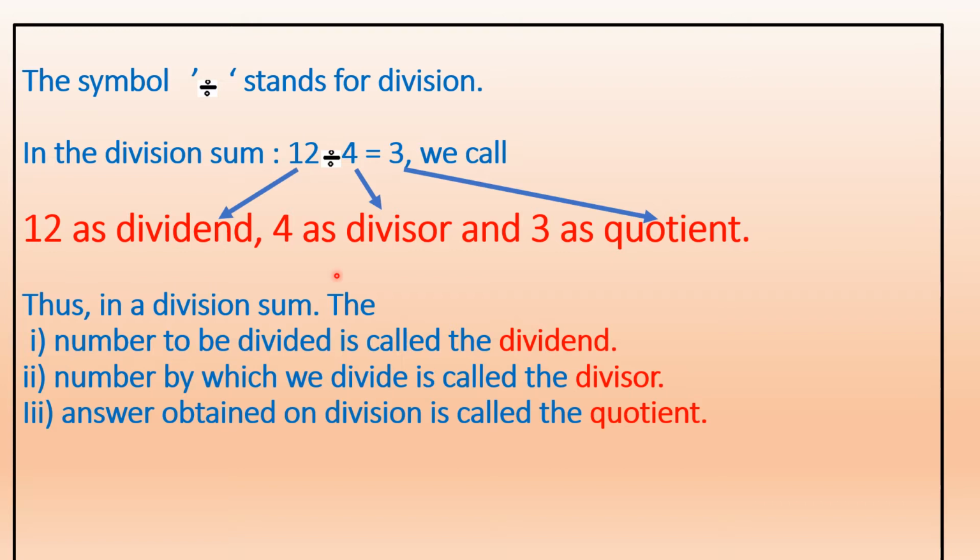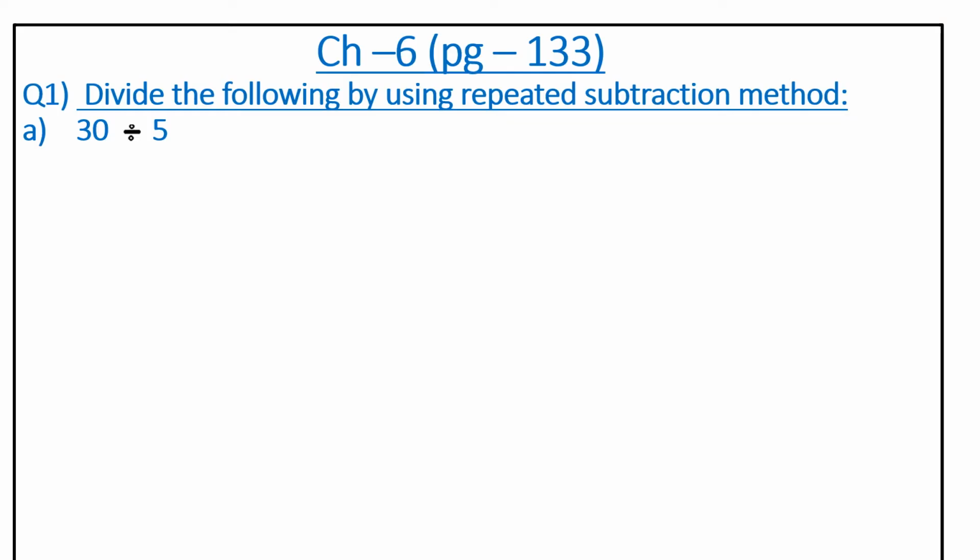Okay. Thus, in a division sum, the number to be divided is called the dividend. The number by which we divide is called the divisor. And the answer obtained on division is called the quotient. Just remember this. Now children, we are going to recall our division. You had already done it in standard 2, but we will recall it.